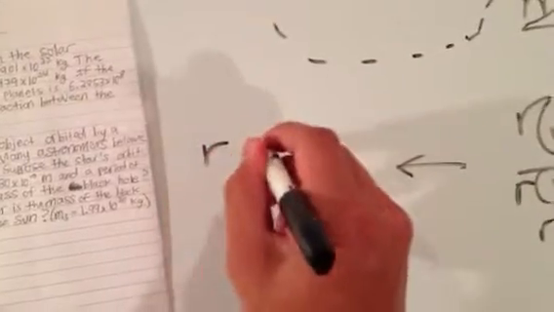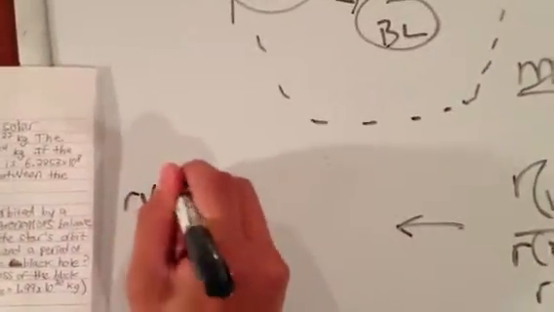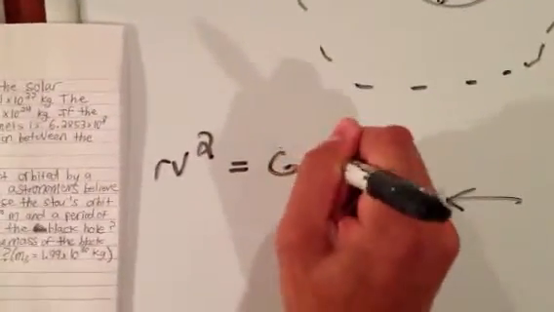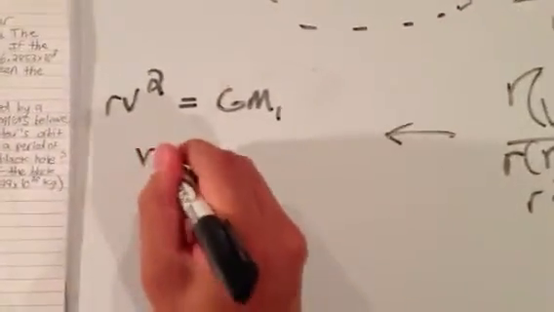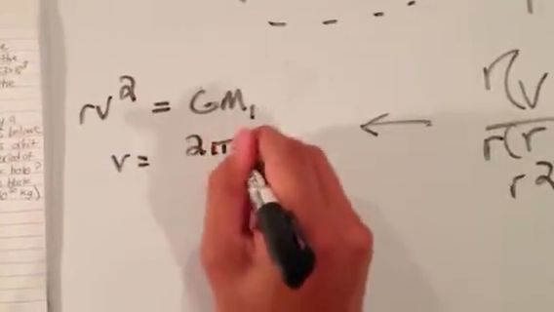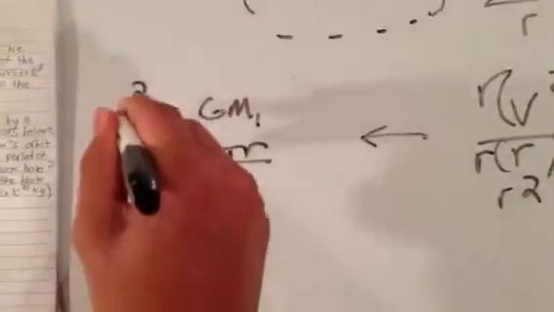We have r times v squared. Actually, that's not going to be enough room for you to see. Let me make it a little bit smaller. So we have r v squared equaling G m1. Now, like I said, we're not given the velocity in this problem. However, from the centripetal acceleration, we know that v is equal to 2 pi r over T. So we can sub that in for v.